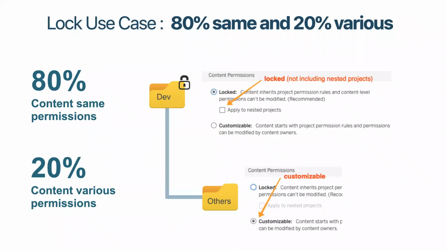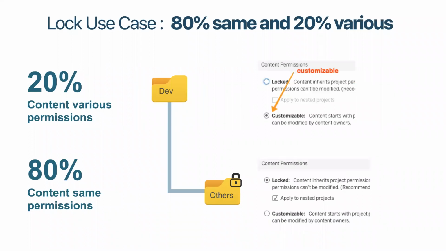Another example: very often you may have 80% of dashboards that should have the same permission, but you want to give flexibility for another 20% with different permissions. You can still lock it. You can lock the top 80% and publish over there, and you give a subproject different permissions. You can also go the other way around.